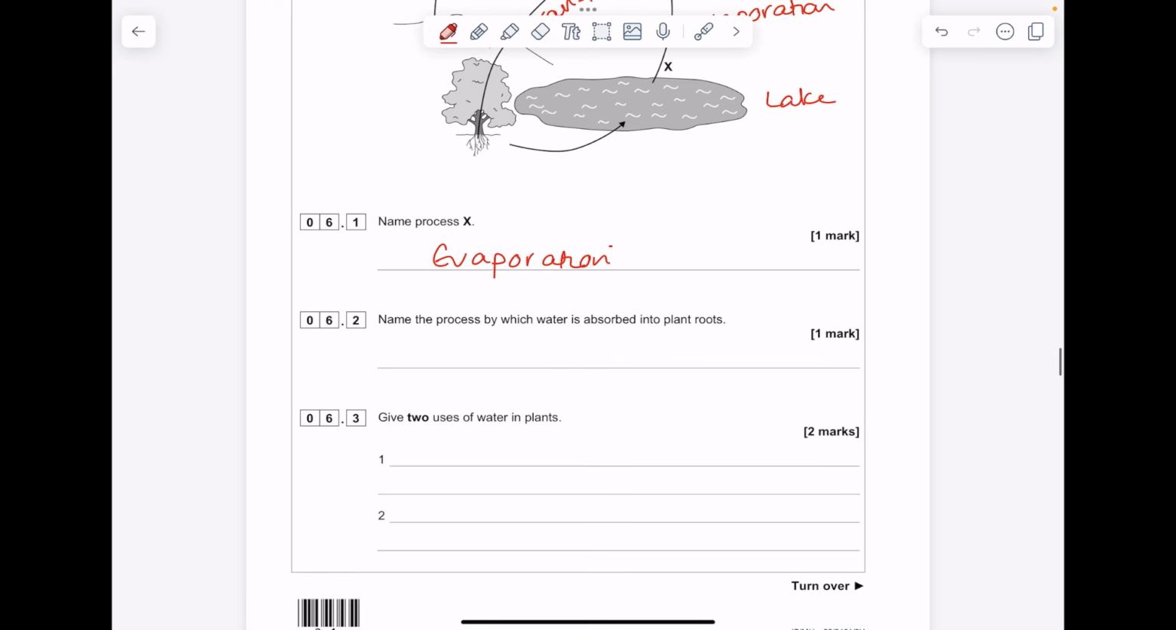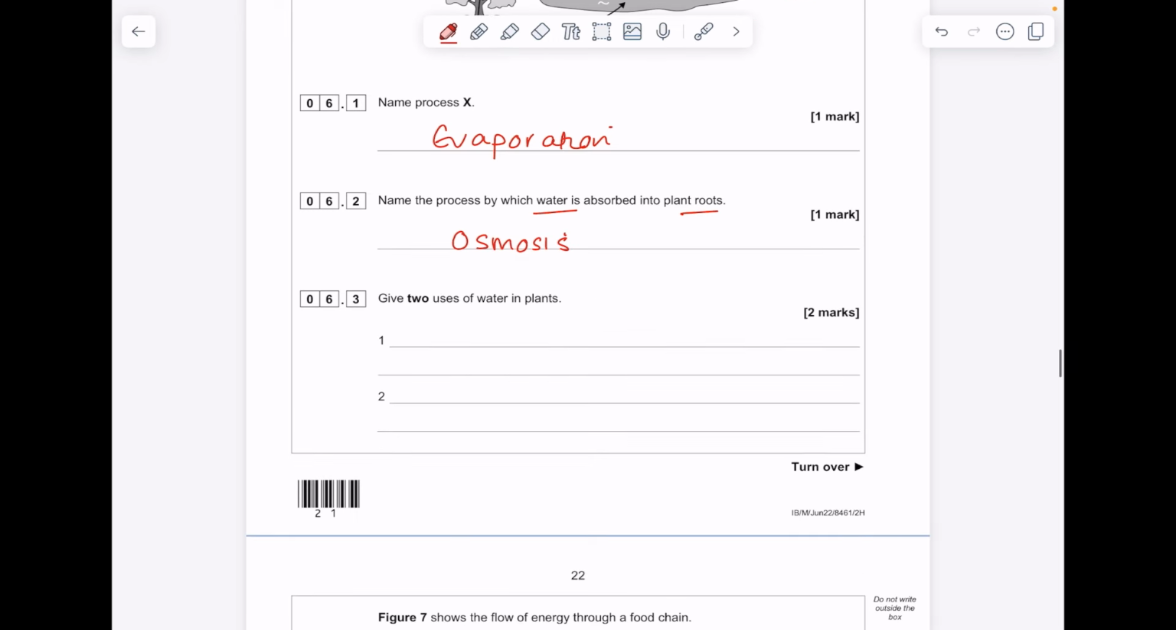Name the process by which water is absorbed into plant roots. Well, it moves from an area of high water concentration in the soil to a low water concentration in the roots. It is osmosis. Give 2 uses of water in plants. Remember, it's needed in photosynthesis. It helps cool the plant. You could have also said it helps support the plant. It's used for the transport of mineral ions.